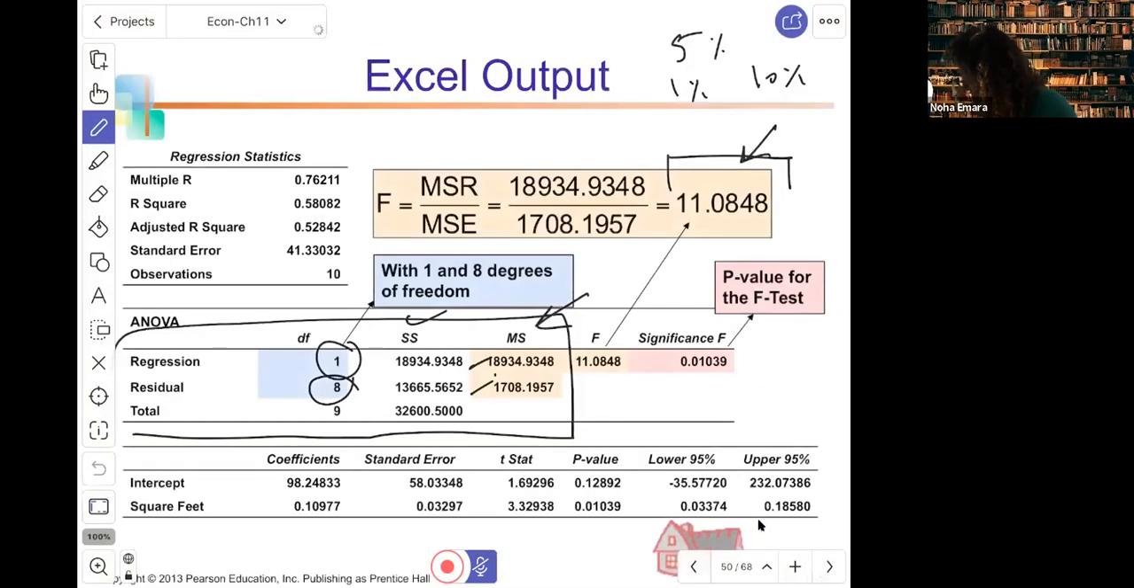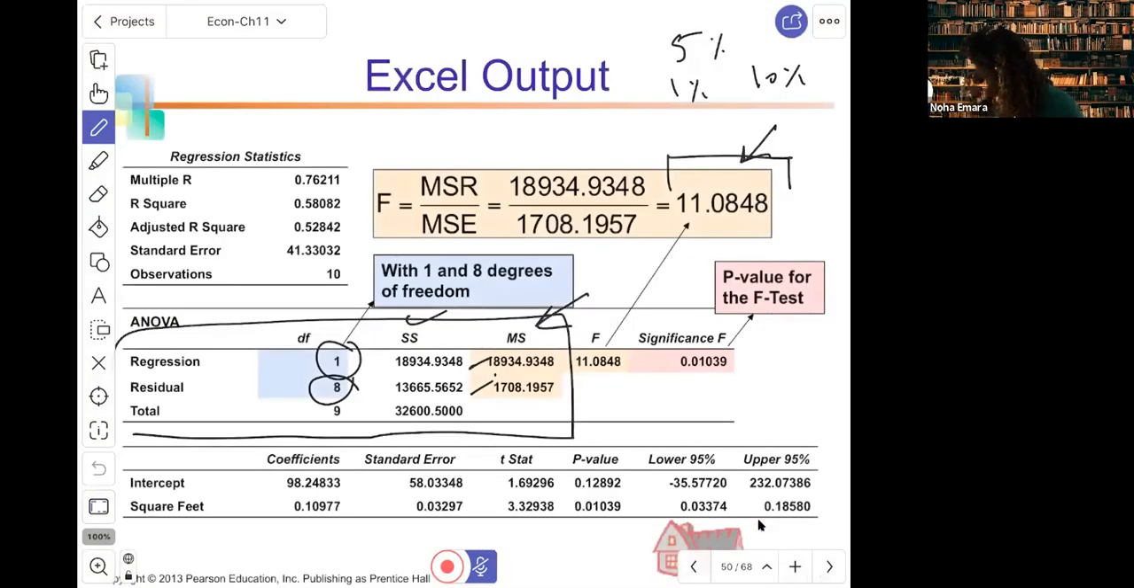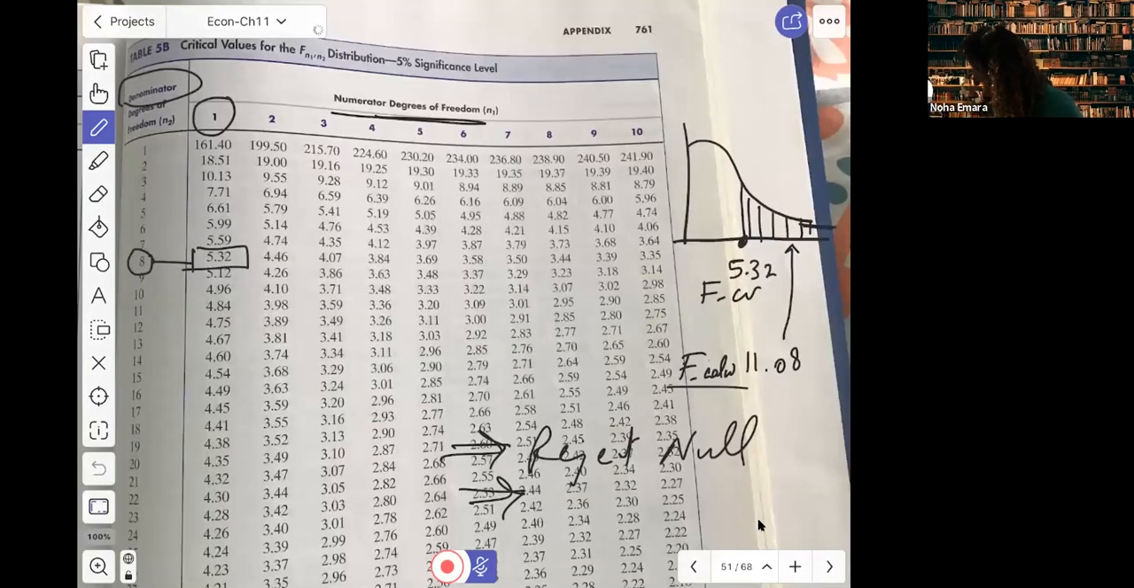I have very bad memory. Yes, 11.08. So you can call this one F critical value. I'm sorry, not F from the table, F calculated, because this is the one that we calculated. Because this one is in the rejection region, you would reject the null and conclude that you have joint statistical significance. So the square feet is statistically significant, okay?